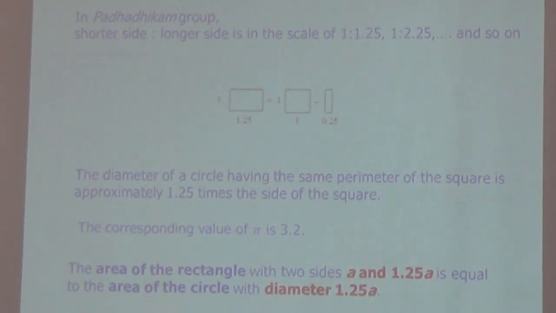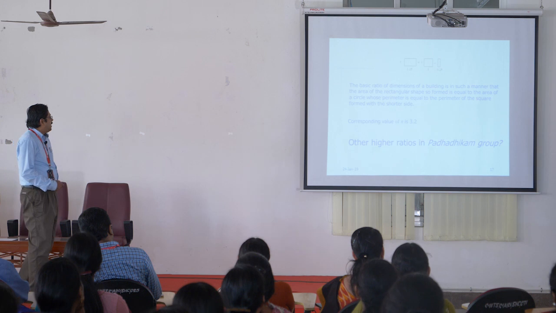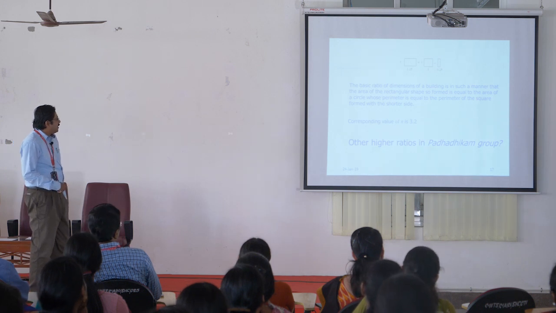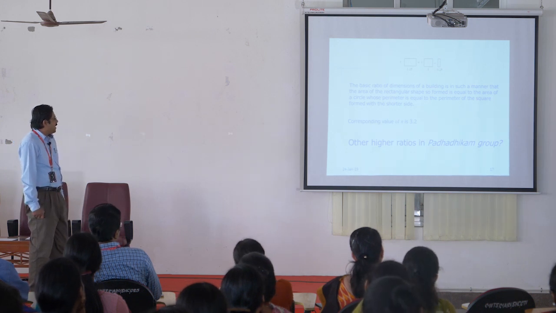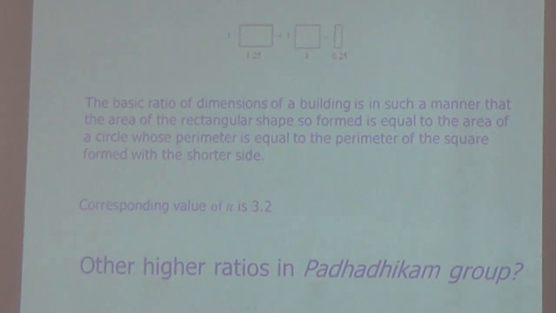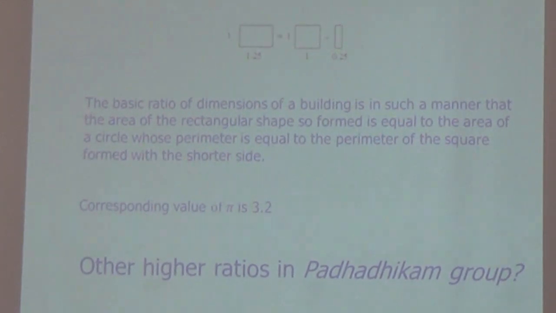So Vastu Shastra recommends such ratios which give the area of the rectangle equal to the area of a circle with a diameter equal to 1.25 times A. And again, the basic ratio of dimensions of a building is in such a manner that the area of the rectangular shape so formed is equal to the area of a circle whose perimeter is equal to the perimeter of the square formed by the shorter side.